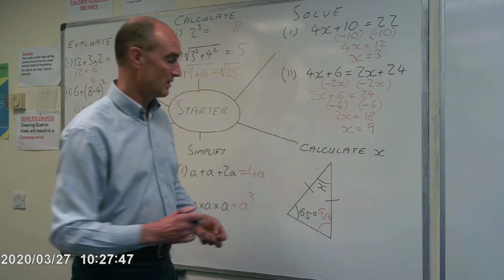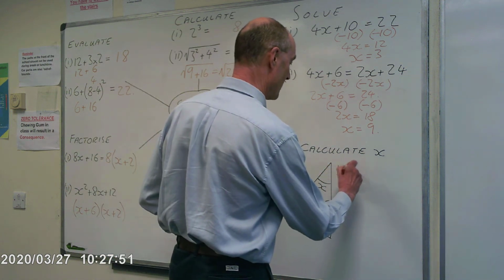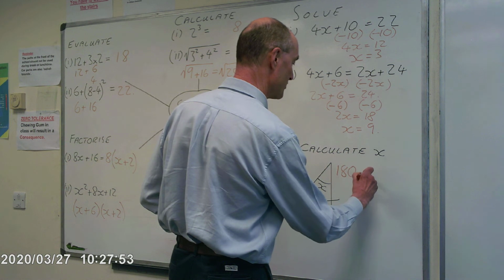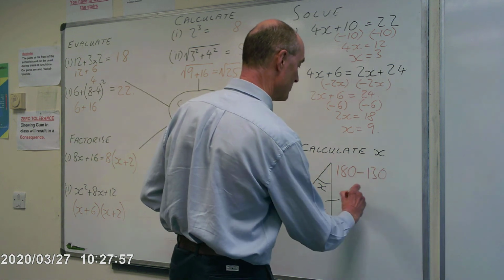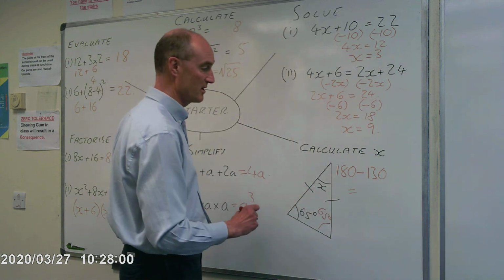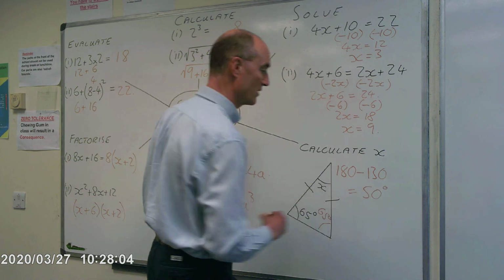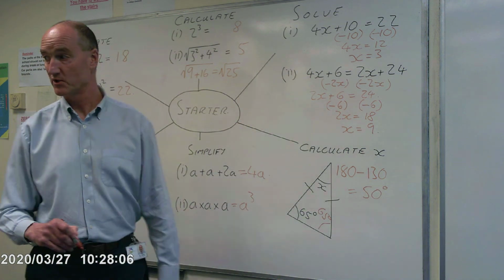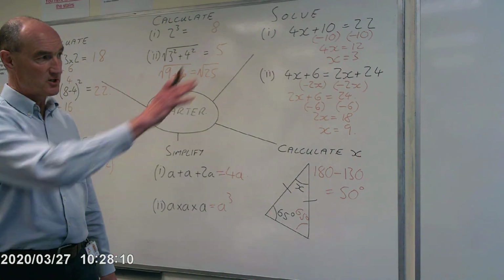We've got a triangle here which has got 180 degrees, so 180 degrees minus 130 degrees gives us the fact that x is going to be 50 degrees. So that's our starter completed. We're now going to go on to the main section of the lesson.